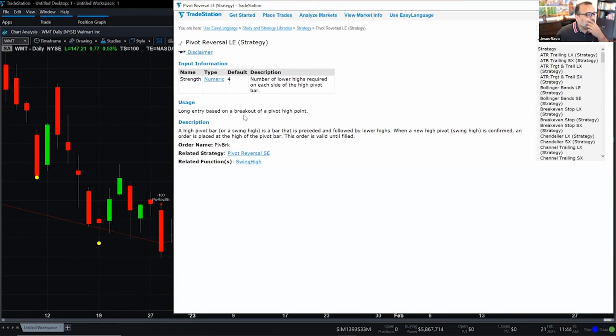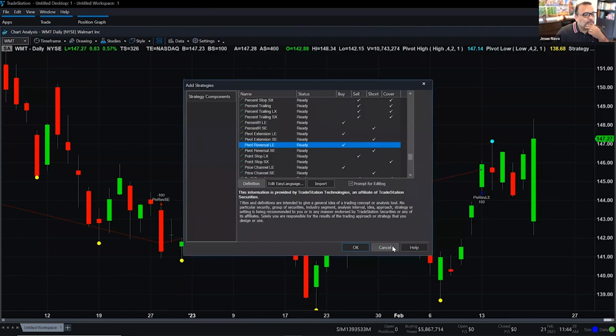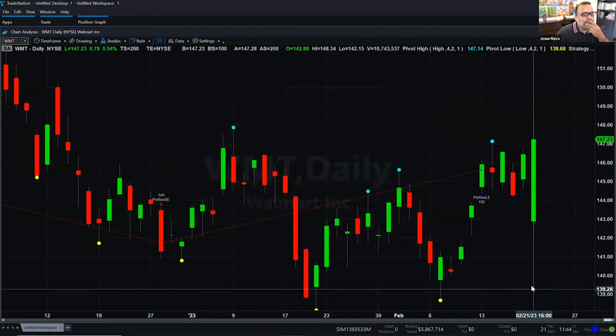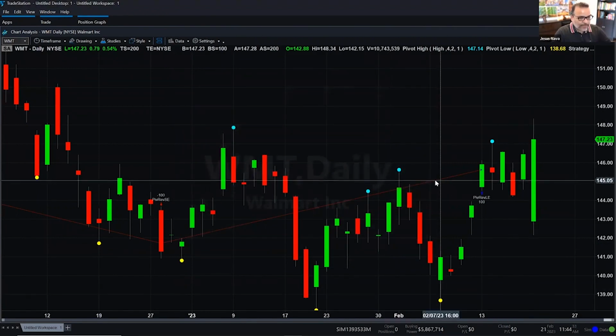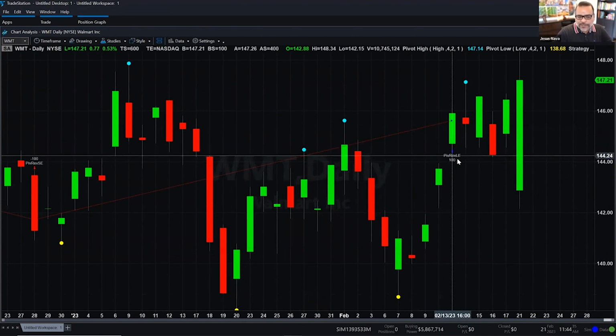So long entry based on a breakout of a pivot high point. So that's our long entry. The long entry is looking for a pivot high point. Look at my strategy here. That's exactly what's happening. And I'll explain what the strategy is doing. This strategy is going to take a long entry on a reversal. That's why it's labeled reversal. And that's why it pretty much trades against the pivot.